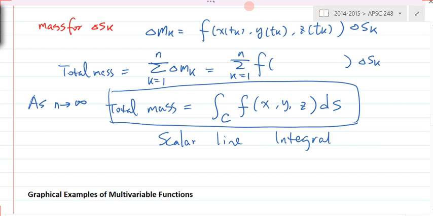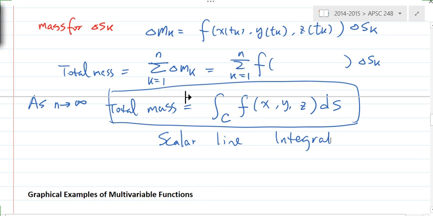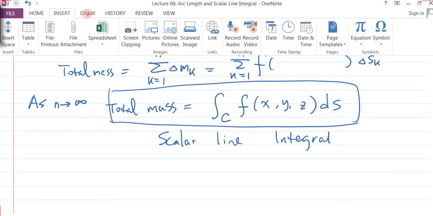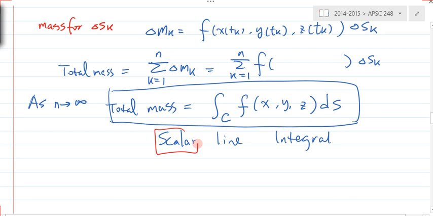The scalar here refers to this function, because this is a scalar function. In future lectures, you will see that there is a so-called vector line integral, so this can be vector. And the line here refers to this C. You can draw a better one here. The line refers to this C here. So that's where the name is from, and integral, of course, is this integral.